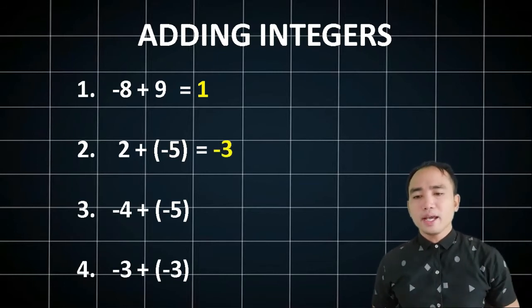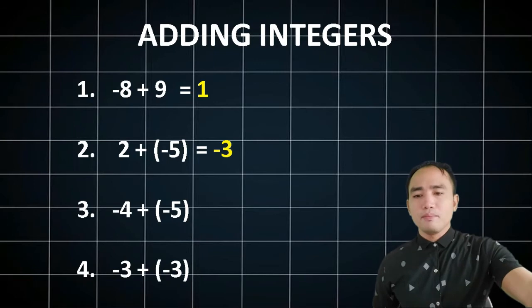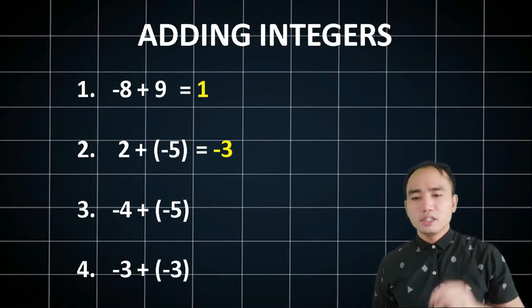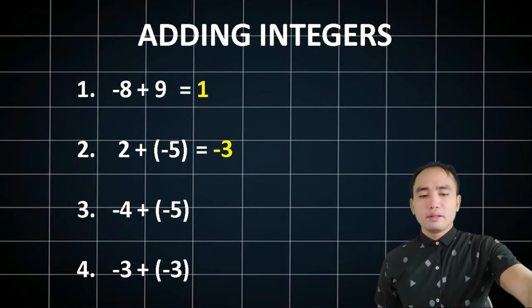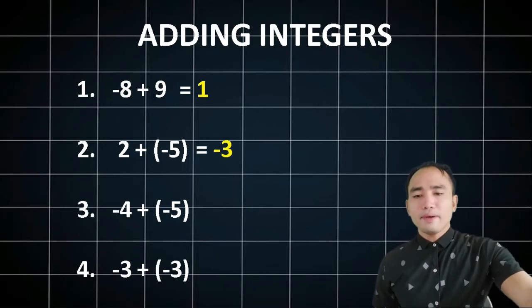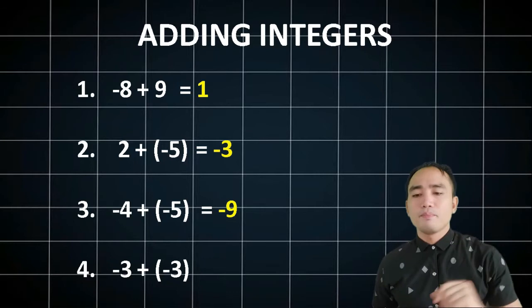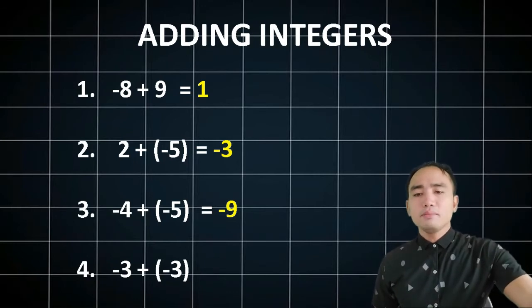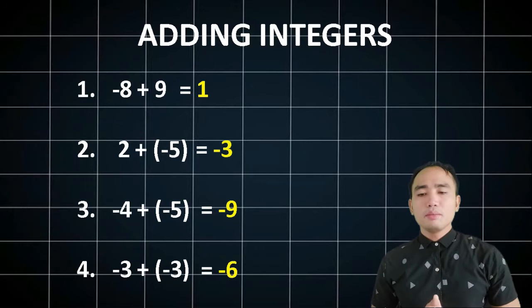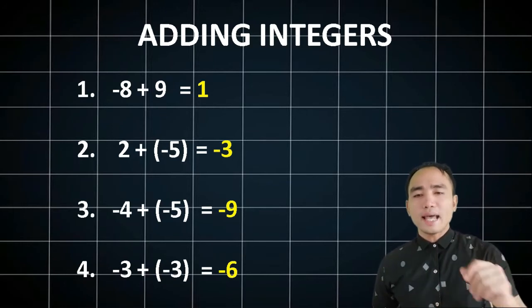Number 3, negative 4 plus negative 5. Here we are adding two integers with like signs. Therefore, we have to add: 4 plus 5 is 9, and then copy the common sign, which is negative. Number 4, negative 3 plus negative 3. This is again adding integers with the same sign. So just add: 3 plus 3 is 6. And that is negative 6 because both numbers carry negative signs.